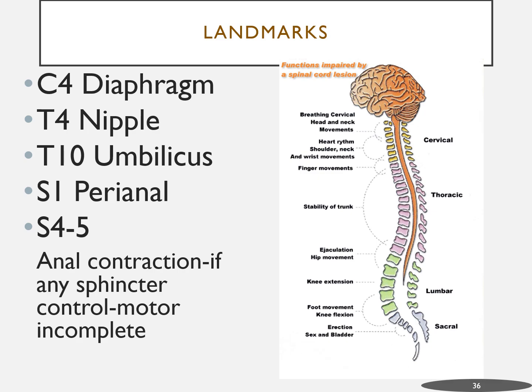T4 is generally at the nipple line, T10 is at the belly button, and then our perianal and down into our sacral area. If there's any anal contraction, any contraction of the sphincter, then we would call that injury an incomplete motor injury because they still have some type of ability to contract there.